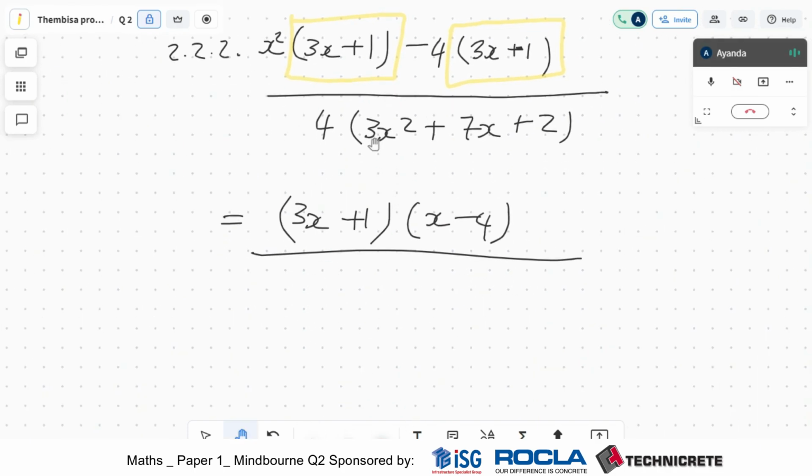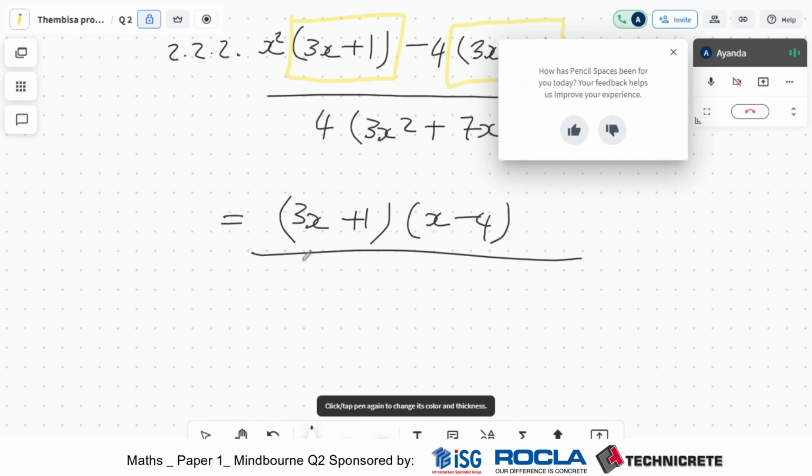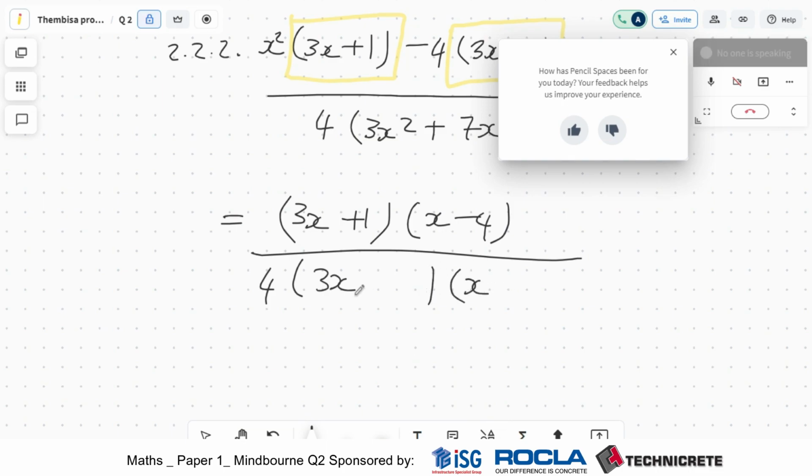Now to get 3x squared plus 7x plus 2, we need 2 numbers that when multiplied together will give us 2, and when we add them together will give us 7. So we can have a 3x in the one bracket, and we can just have an x in the other bracket, and we can have positive 1 and positive 2.